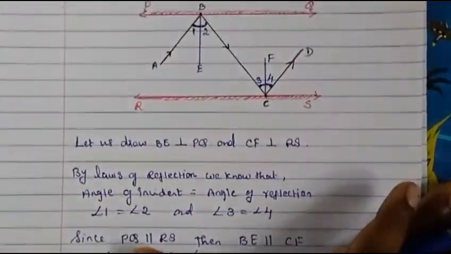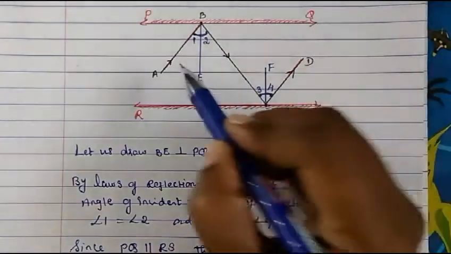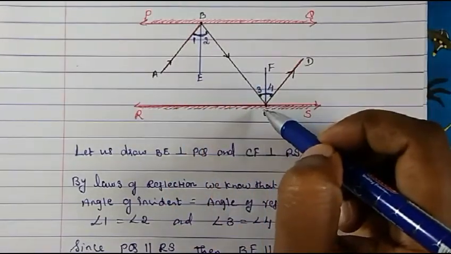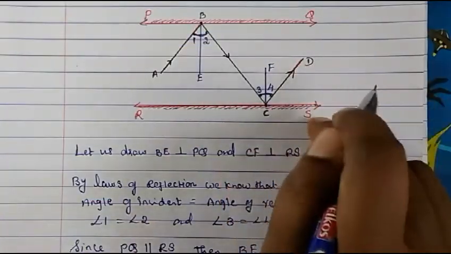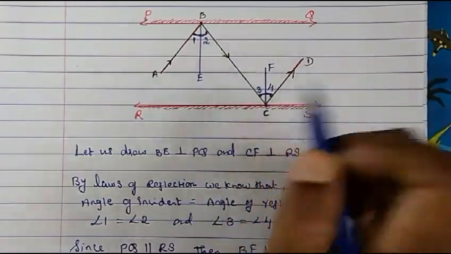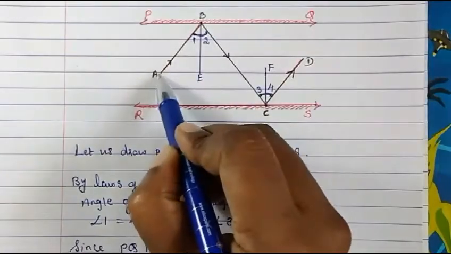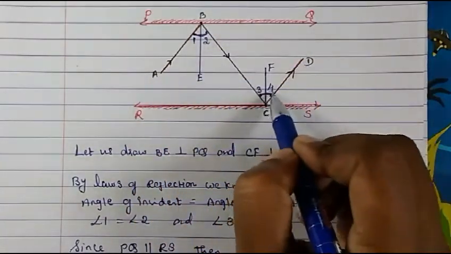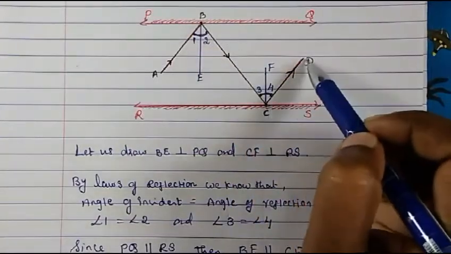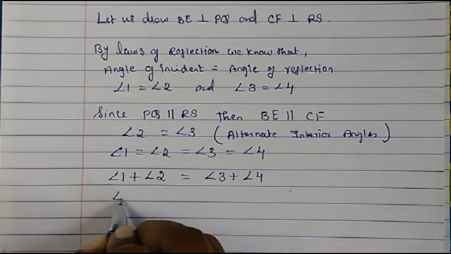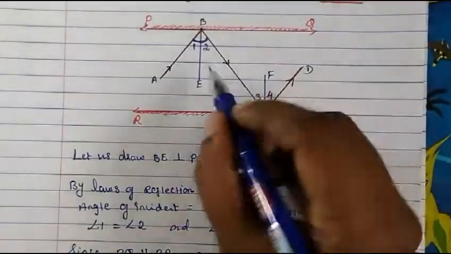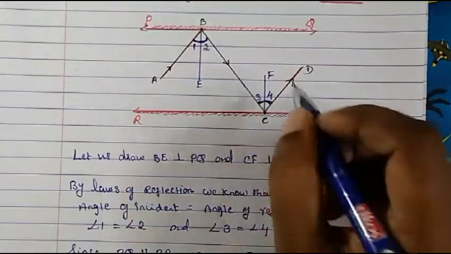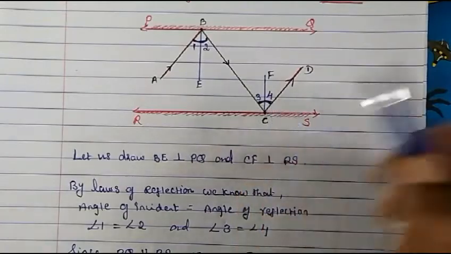Okay. Here it is. 1 plus 2 becomes ABC, and then 3 plus 4 becomes BCD. Sorry, this doesn't come because we are not counting this part of it, okay? So we are counting only this. So angle 1 plus 2 will be angle ABC, and 3 plus 4, this angle will be BCD. So 1 plus 2 is angle ABC and 3 plus 4 is angle BCD. So now this whole thing is equal to this thing.